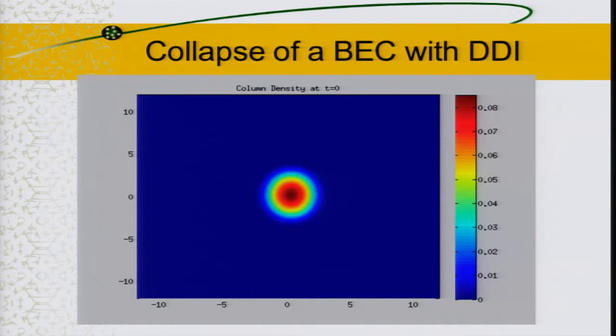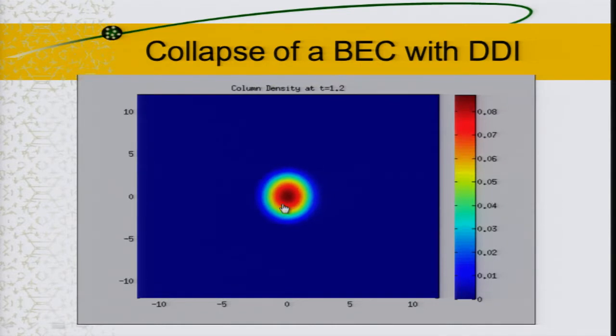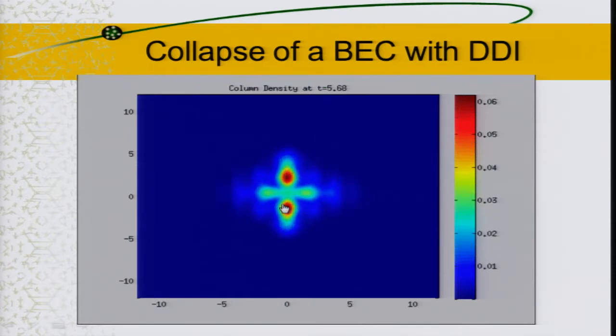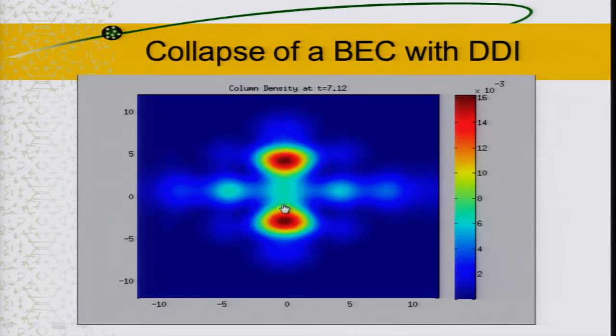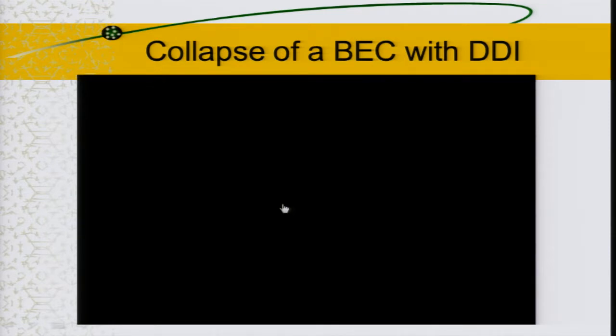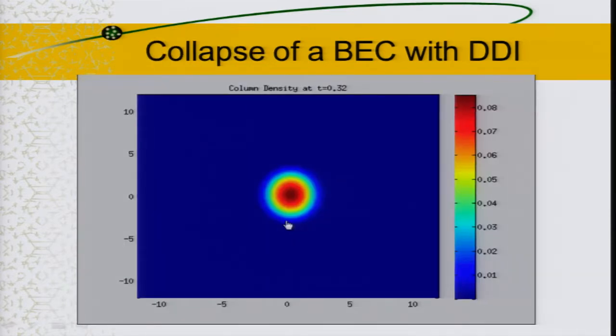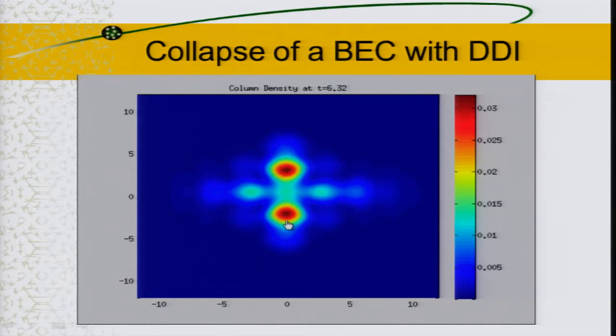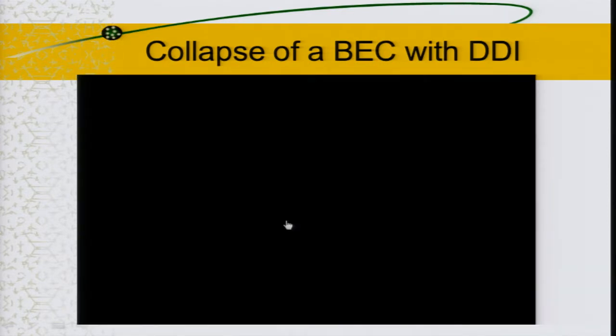I show some collapse. Due to the attractive interaction, the particles go to the center, because the red value is large. Initially they go to the center due to the attractive interaction, but after some time, when the center value is too large, the inelastic interaction, modeled by the dipole damping term, takes over. Let me show you again. Initially the particles go to the center due to the attractive interaction, and at that stage the damping is ignored, but at some stage the non-elastic term takes over.